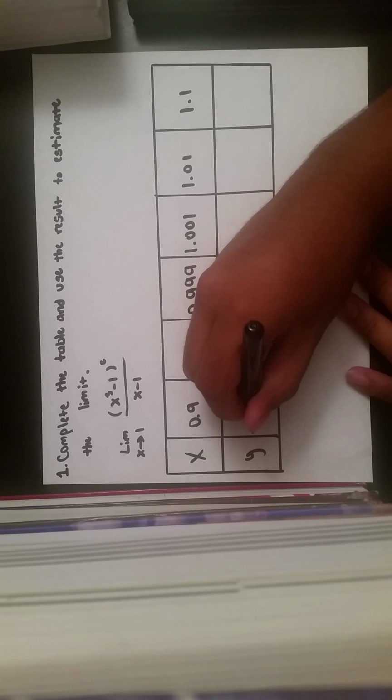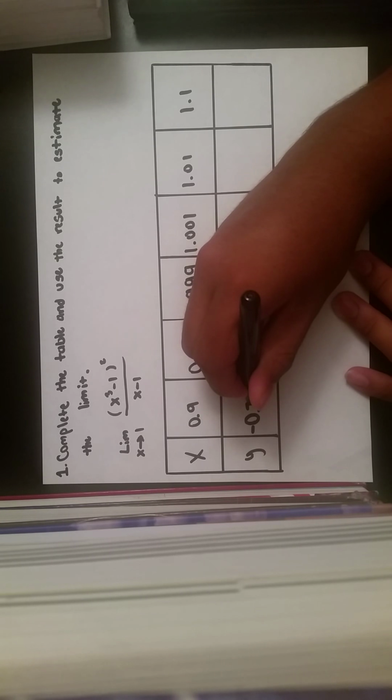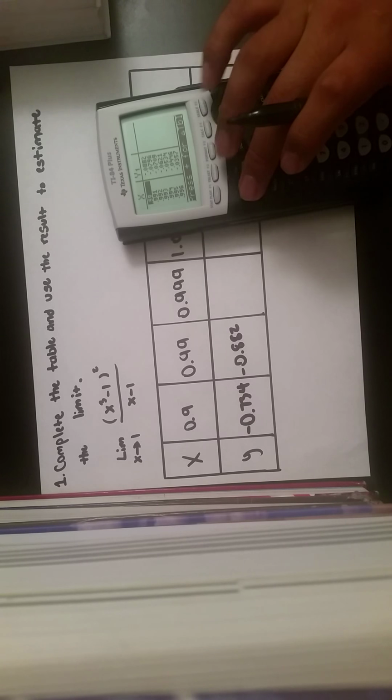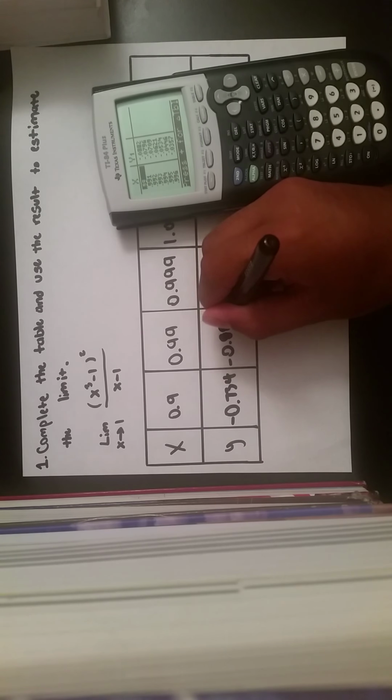And you get negative 0.734. And you're going to want to do the same thing for all the other parts. So we'll go second table, 0.99. We get a negative 0.882. Oh, my bad, that's a 0.082.